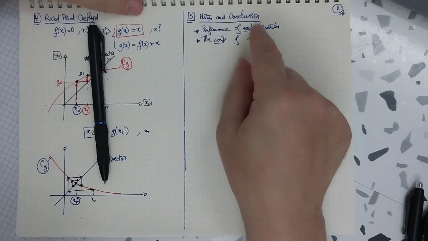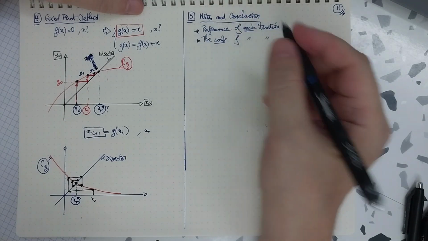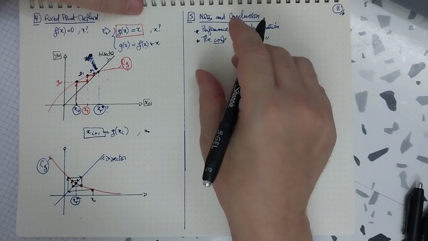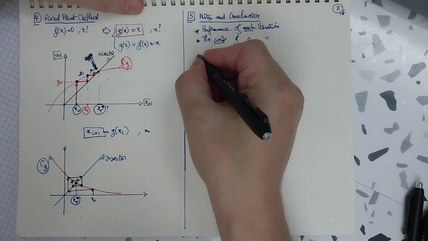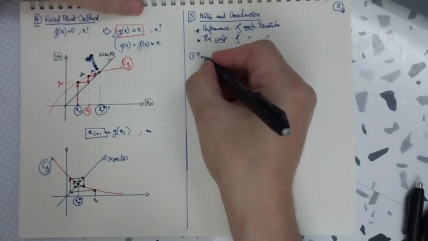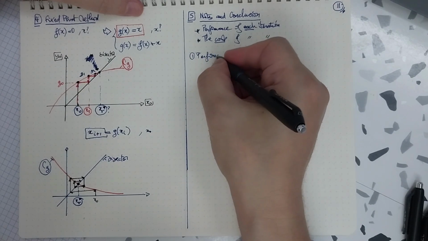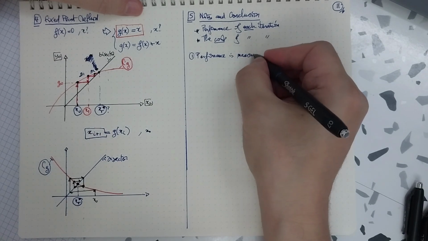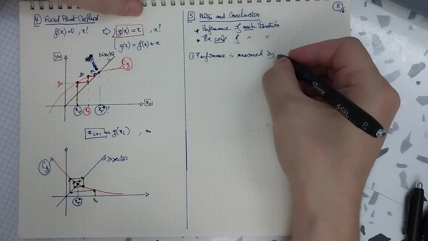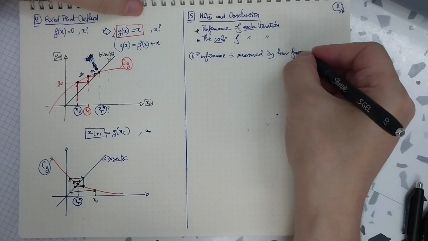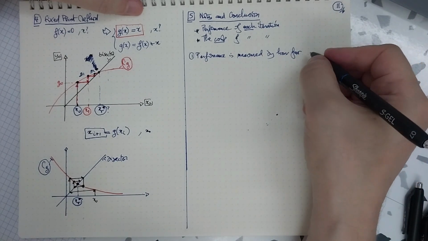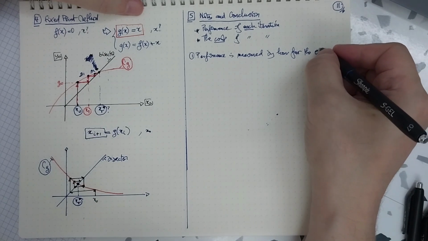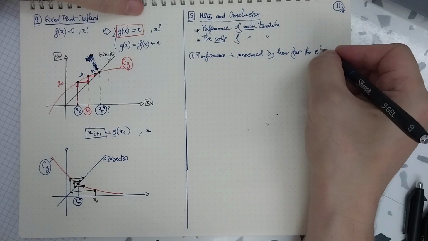What is the performance of it? What does it mean? In our case, it means the absolute error, how much it drops. So performance is measured by how far, or how big, the absolute error at each iteration drops.